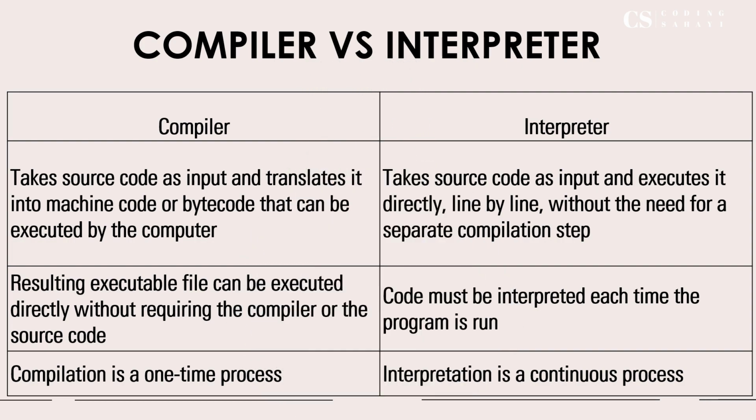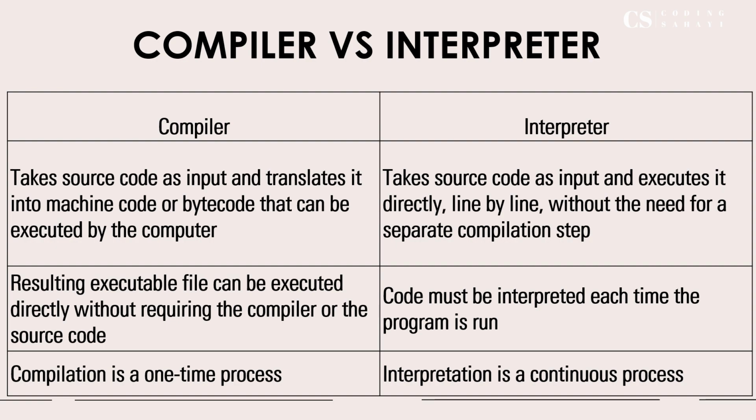So the first difference is, a compiler takes the source code as input and it converts the source code into its object code or bytecode, and that bytecode will be executed by the computer. So it is like a two-step process. First it is converted to its object code and that object code will be executable by the computer. At the same time, an interpreter takes the source code as input and it directly converts and executes the source code. So it is a one-step process.